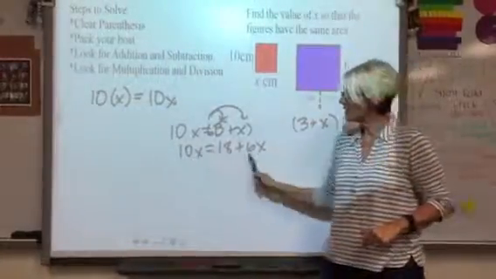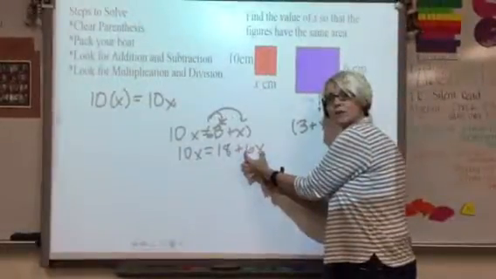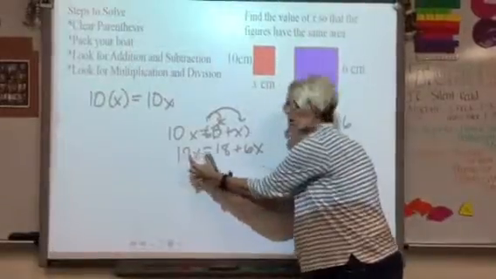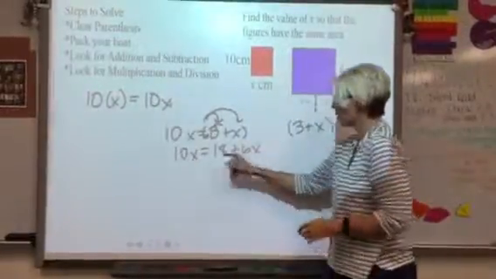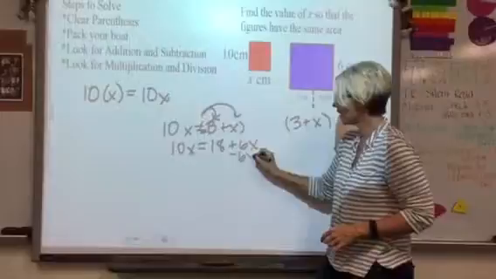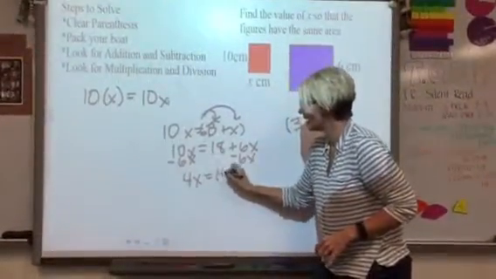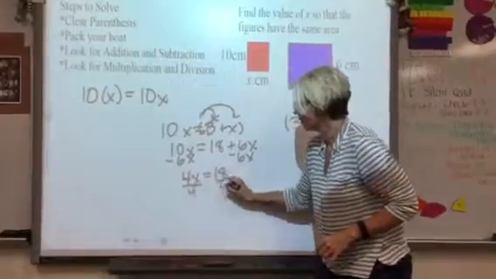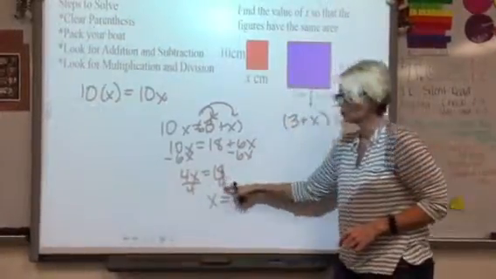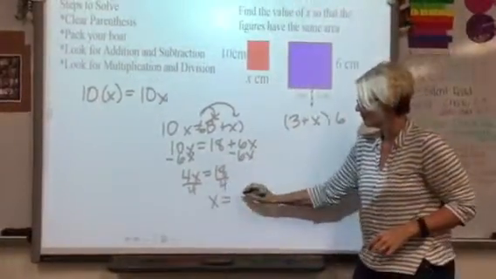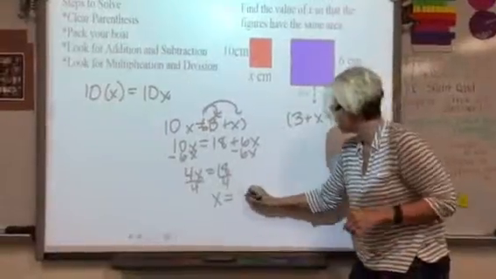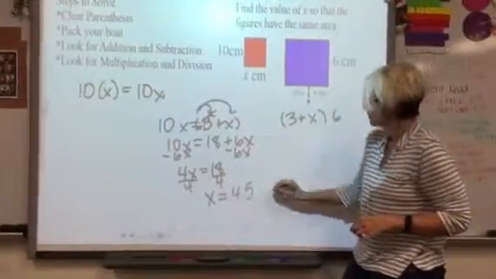Well, as you can see here, I have a variable here, and this variable is alone, so I want to move this variable over, because this is bigger. So I subtract 6x, and I get 4x is equal to 18, divide by 4, and x is equal to 9/2, which would be 4.5 for your centimeters.